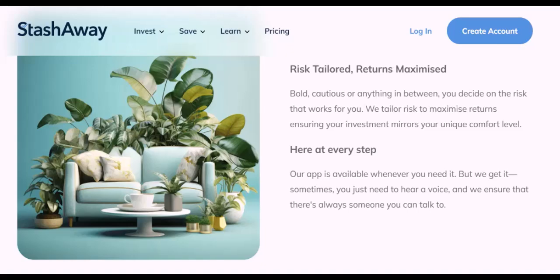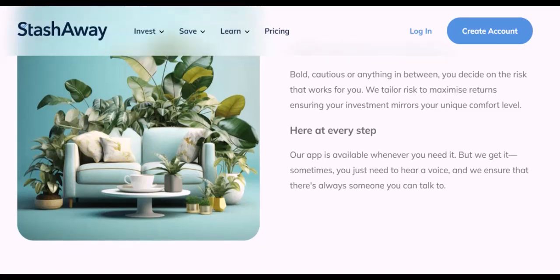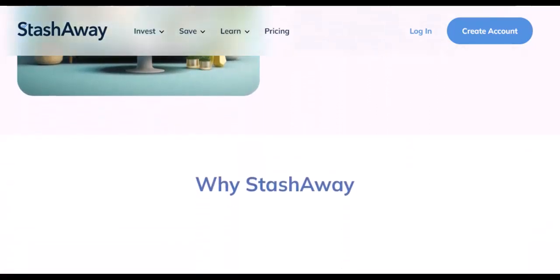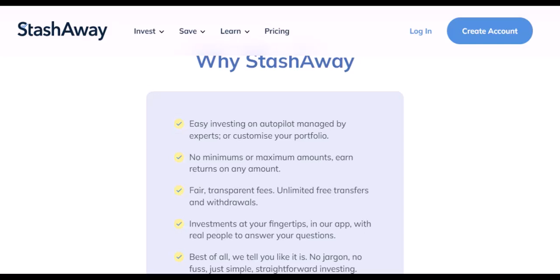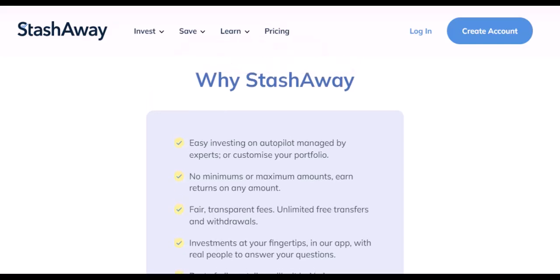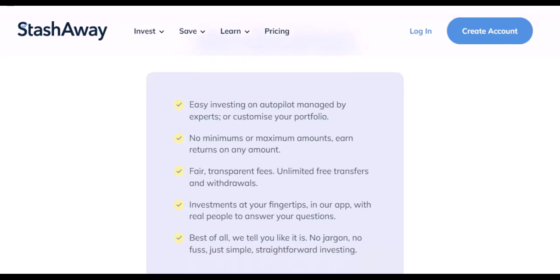Important considerations. Fees. Stashaway charges management fees for managing your investments. Make sure to understand the fee structure before investing. Risk tolerance. Remember that investing involves risks. You may experience gains or losses in the value of your investments.